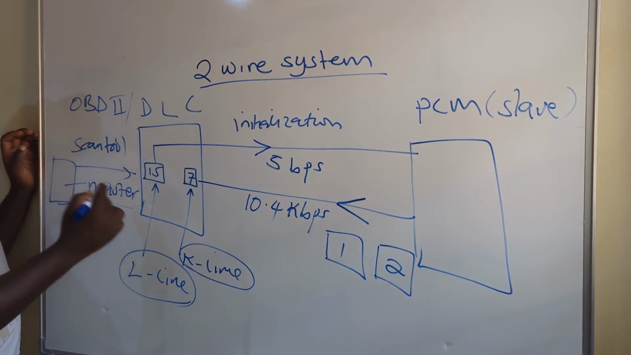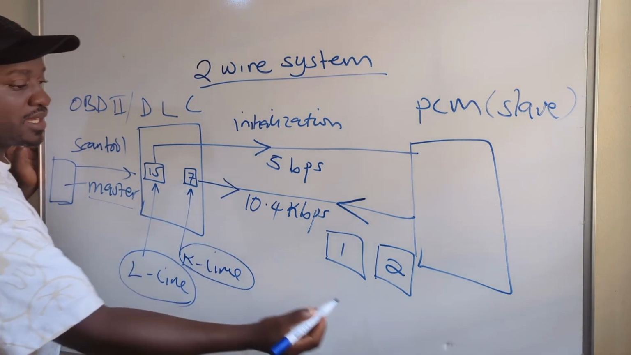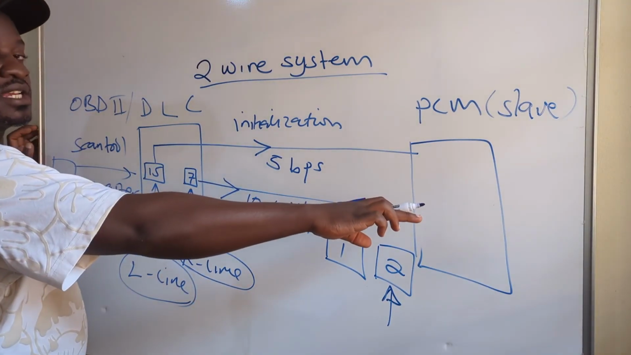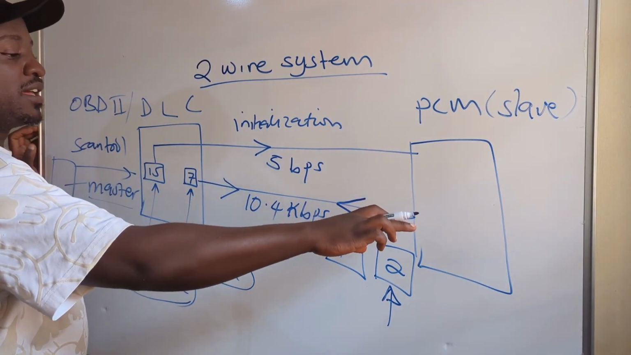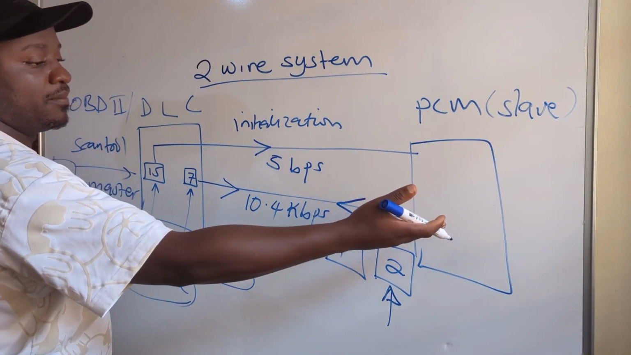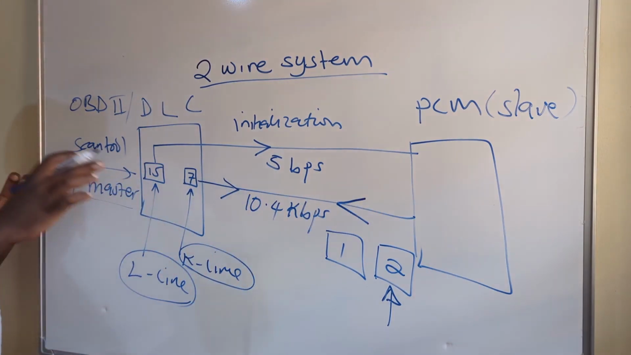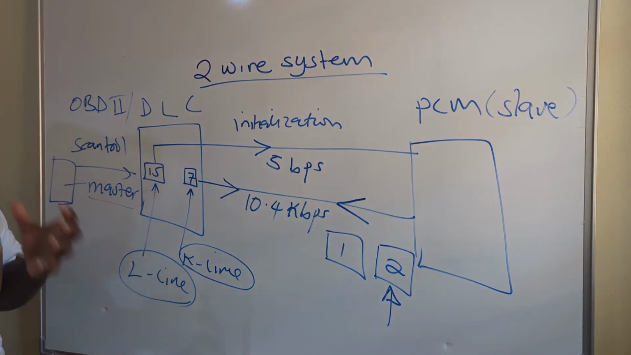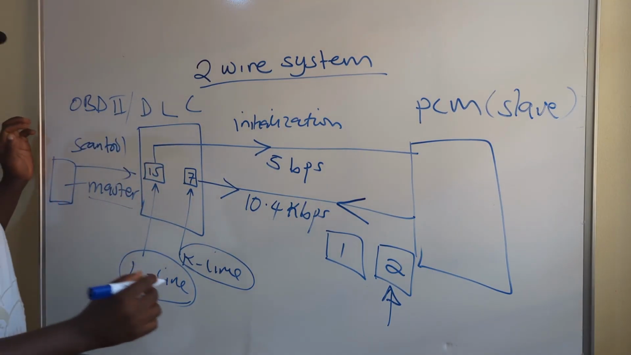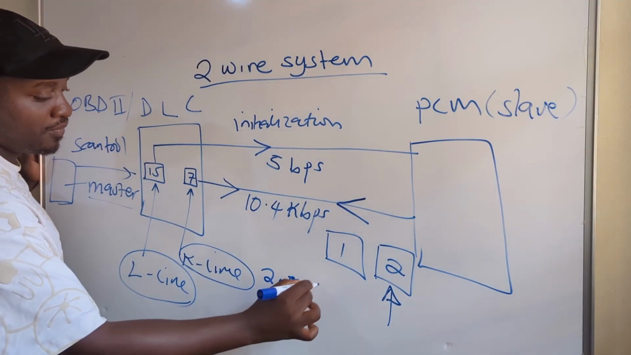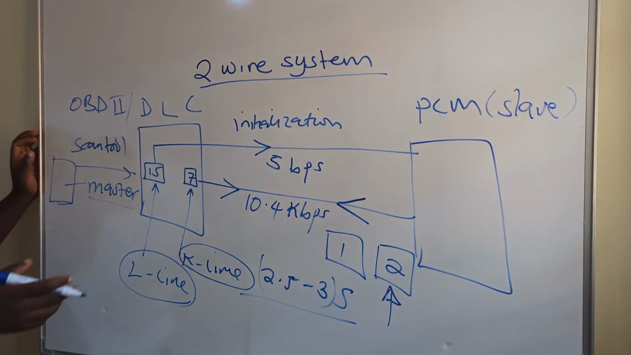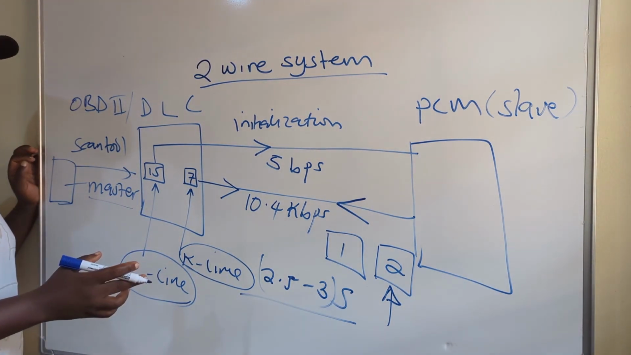And then the master will invert data byte 2 and send it back to the slave to acknowledge that it has received the feedback from the PCM, and that will complete the initialization stage. And as you can see, this entire process takes about 2.5 to 3 seconds, and that is quite a lot of time when it comes to communication.